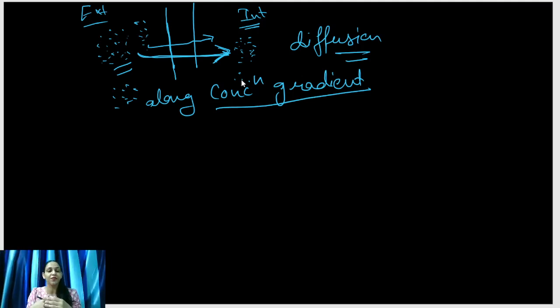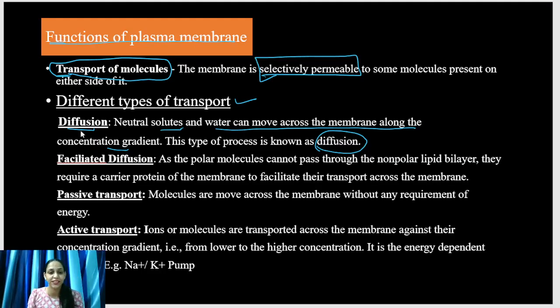So in diffusion, molecules move along the concentration gradient. It means from high concentration to low concentration. Next is facilitated diffusion. As the polar molecules cannot pass through the non-polar lipid bilayer, they require a carrier protein in the membrane to facilitate their transport across the membrane.